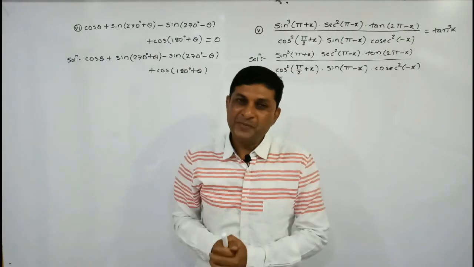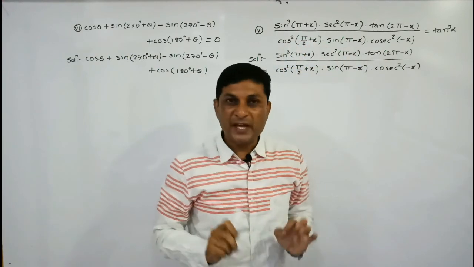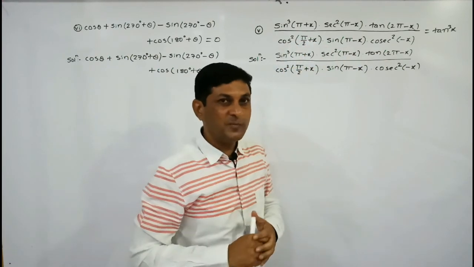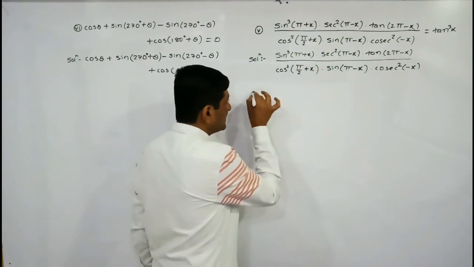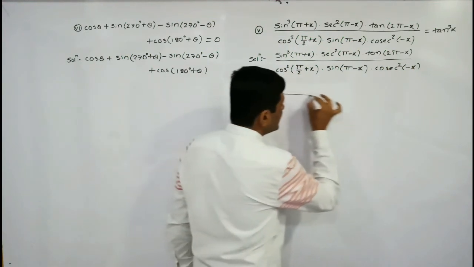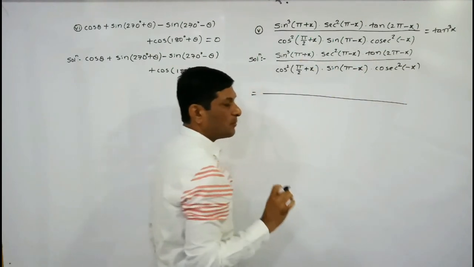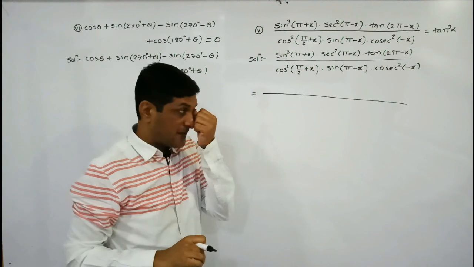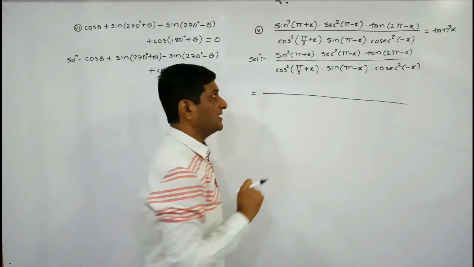Now observe example number 5. In example number 5, considering this left hand side, we have to show that its value is equal to tan cube x. So we have considered the left hand side. We can observe that the terms in the numerator and denominator are in the form of allied angles, and one term is in the form of trigonometric ratio of negative angle. So let us simplify it by applying trigonometric ratios of allied angle formulas.